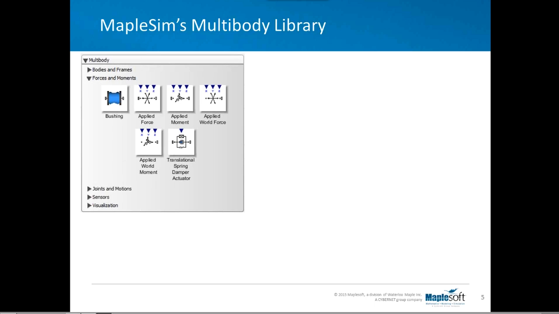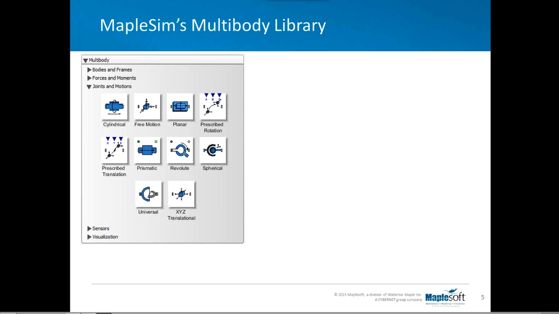The force and moment section includes all the inputs: applied world force, applied world moment, and also relative applied force and moment between two bodies. There is a point-to-point force component that is called the translational spring damper actuator. And also there is a bushing, which basically applies a reactive force with a spring-like effect and a damping-like effect between two frames, both in translation and rotation.